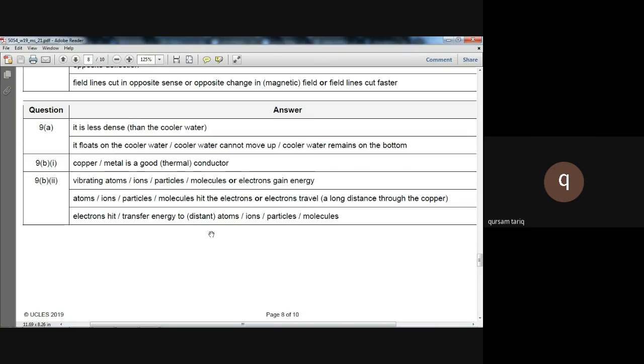Sir, I have written that hot water and cold water have different densities. Hot water has less density, so it is above cold water. Heat is transferred through convection currents in liquid. Cold water cannot go up as it has high density.